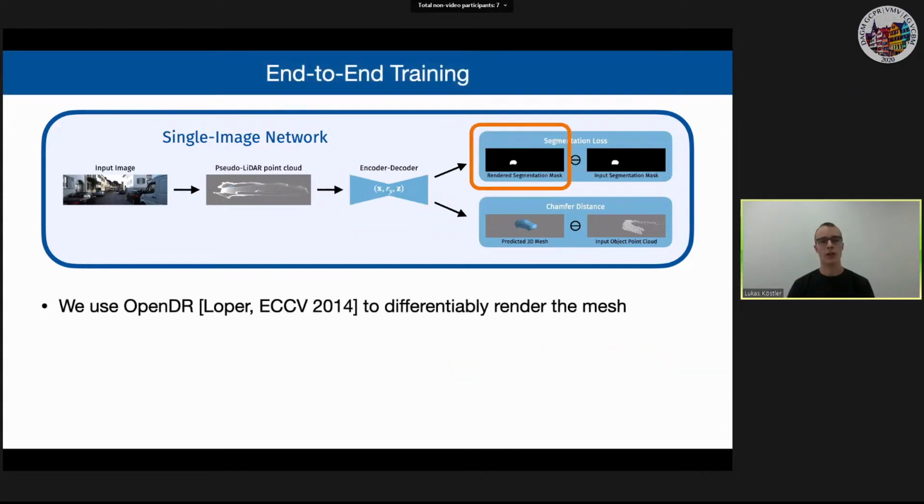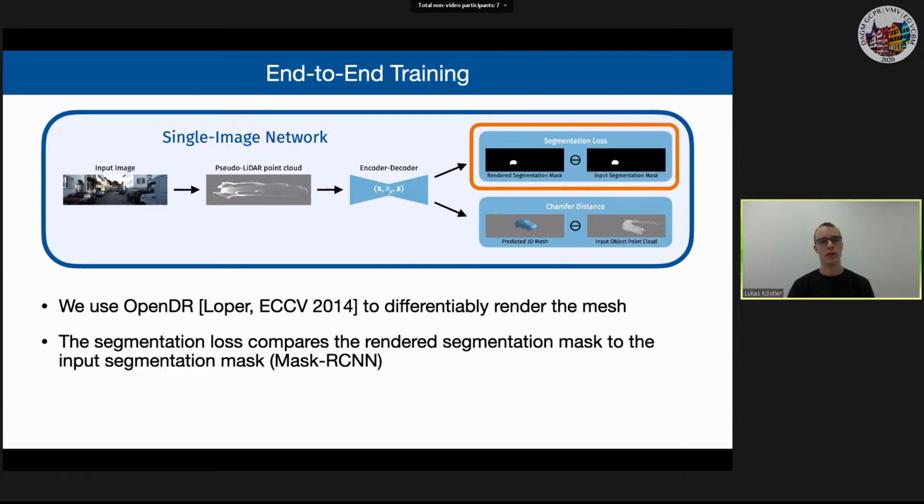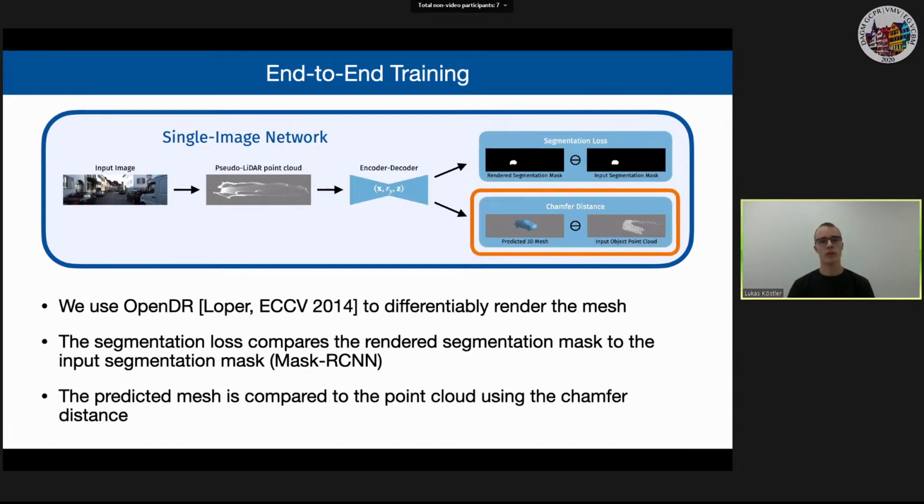For end-to-end training, we use a recent implementation of OpenDR to differentiably render the predicted mesh. Our single image network uses two loss functions. The segmentation loss compares the rendered segmentation mask to the input segmentation mask. The chamfer distance measures the distance between the predicted mesh and the object point cloud in 3D.